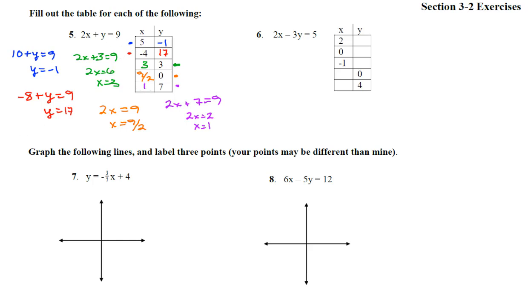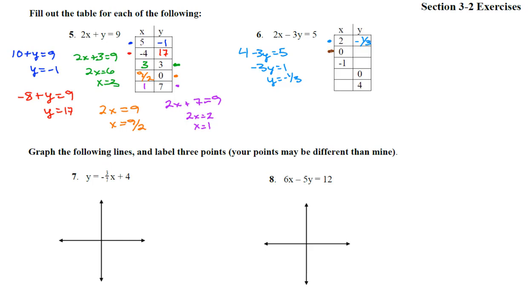All right, let's start over there on number 6. If we stick 2 in for x, we get, let's put a color here, 4 minus 3y equals 5. Subtract 4 from both sides and we get -3y equals 1, not 2, and then divide by -3. We get y equals -1/3. -1/3 right there.